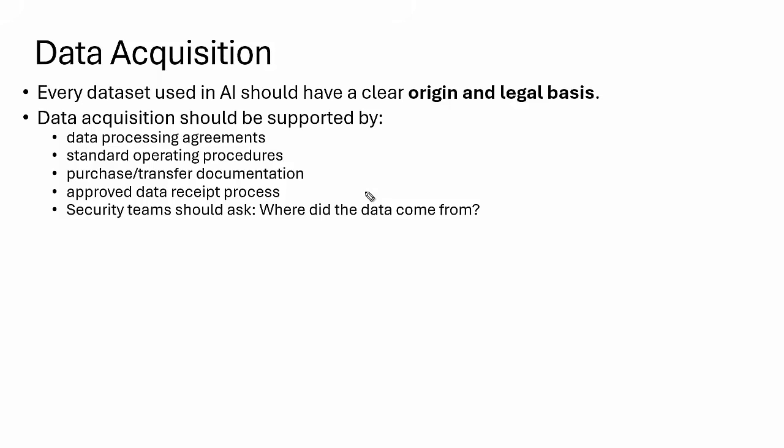Make sure when you're collecting data, you document the origin and legal basis, which is called consent, especially when you're collecting PII data. Data acquisition should be supported by a data processing agreement. If you're collecting from a third party, you should have a proper SOP, which gives conformity, uniformity, purchase documentation, and an approved data receipt process.